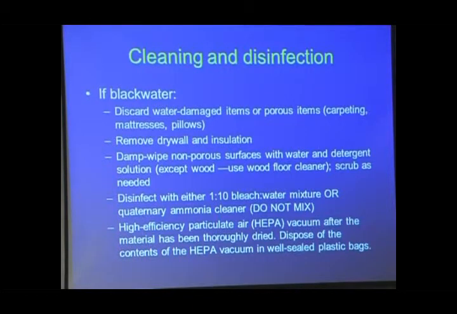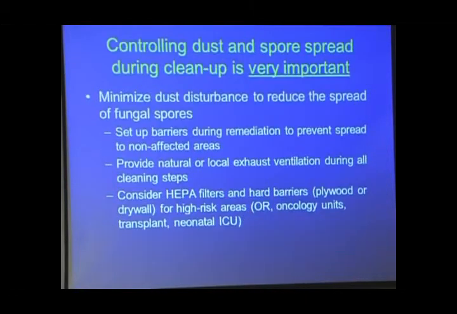If it's visibly moldy, you should use a 1 to 10 bleach water mixture. You can use 1 to 100 if it's not visibly moldy or has not been in the water for more than 48 hours. Or you can use a quaternary ammonia cleaner. The important thing to tell your construction workers is to not mix bleach with other cleaners because it can generate poisonous gas. And if you can, vacuum with a HEPA vacuum after the material has been thoroughly dry and dispose of contents in sealed bags.